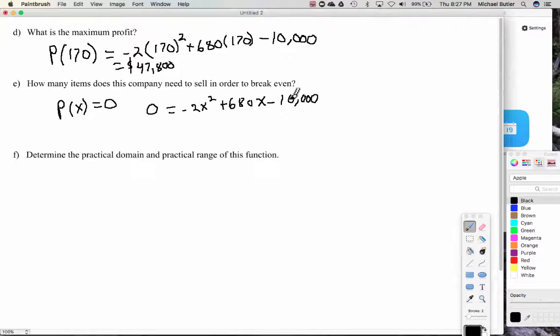Either way, I strongly suggest that when solving a quadratic like this, we do two things. First, we make the leading coefficient positive, and second, we get rid of any common factors. In this case, the greatest common factor is negative 2. Everybody's got a factor of 2 in them, and I'm going to take out a negative 2 just to make it easier. So 0 equals negative 2 times parentheses x squared minus 340x. Notice negative 2 times negative 340 gives me a positive 680, right? Plus 5,000.